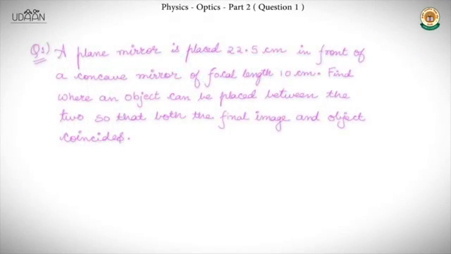Here we have the first practice question. A plane mirror is placed 22.5 centimeters in front of a concave mirror. So that means we have the distance between the two mirrors, which is 22.5 centimeters. And the concave mirror's focal length is given as 10 centimeters. Find where an object can be placed between the two so that both the final image and object coincide.